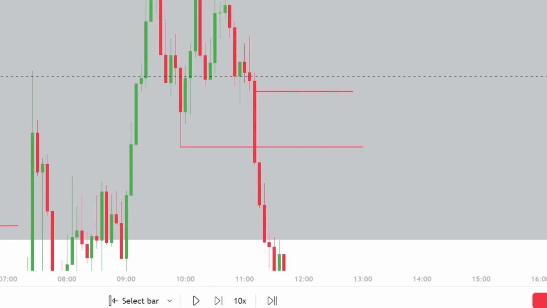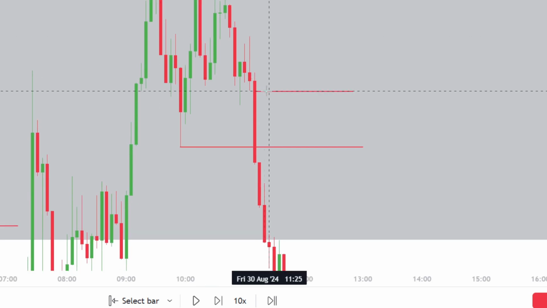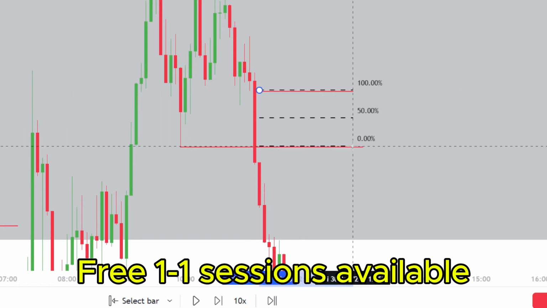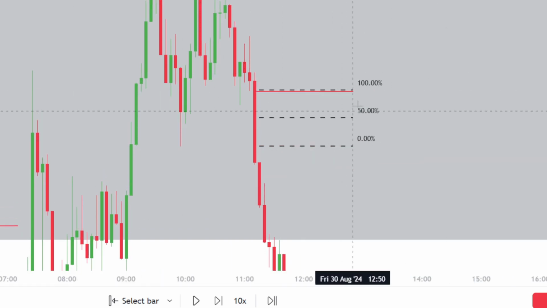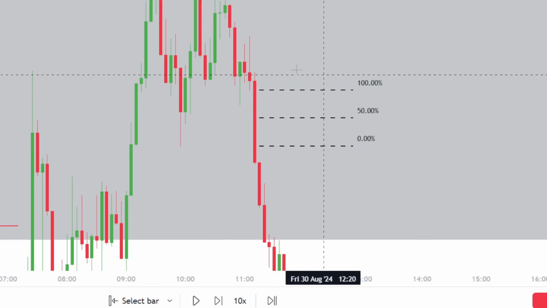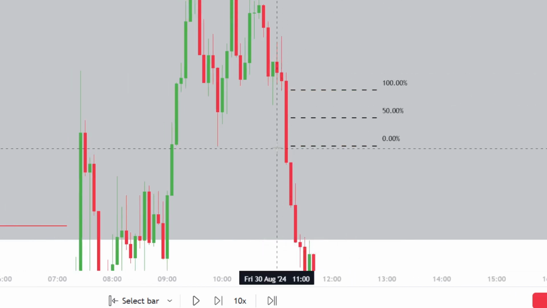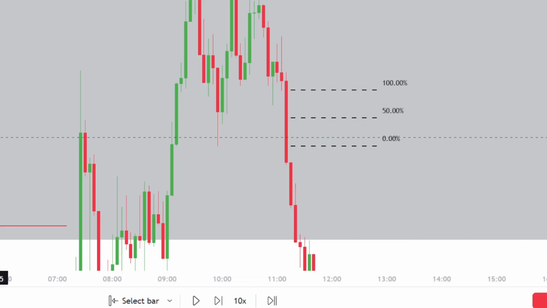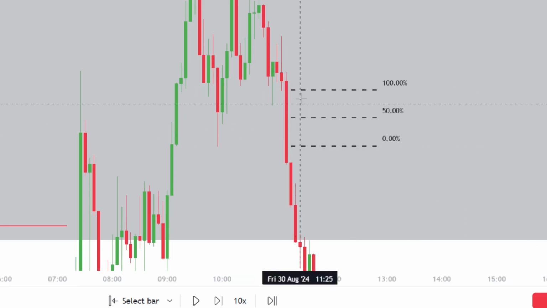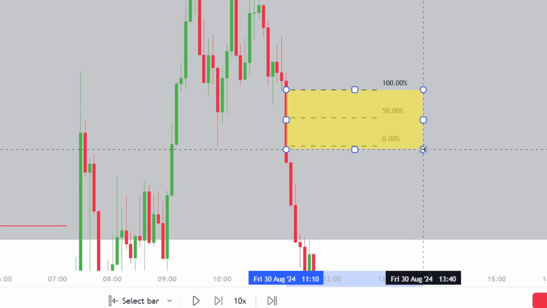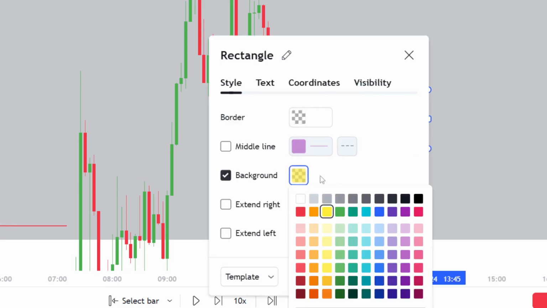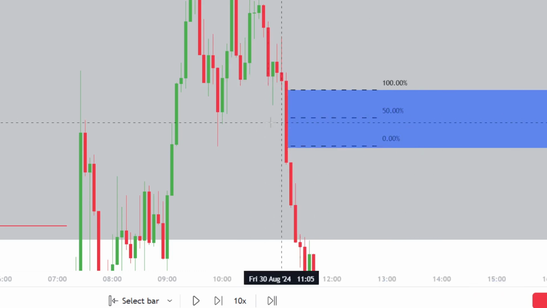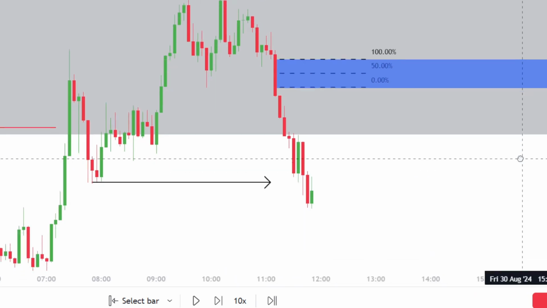What I would recommend people to do now is to use a fib tool and simply project the fib tool from the upper bound to the lower bound of the fair value gap. Let's get rid of the lines. Now, once you have that in place, this is the beginning of the fair value gap, this is the extreme of the fair value gap. Your best entries will actually be in and around this region over here, around about the midpoint. This is the fair value gap. You want to enter at the midpoint of that fair value gap.